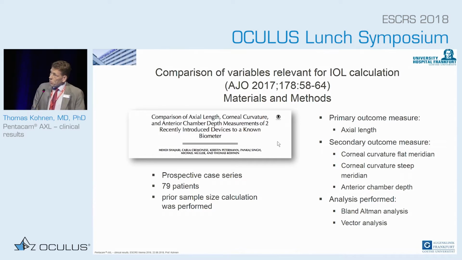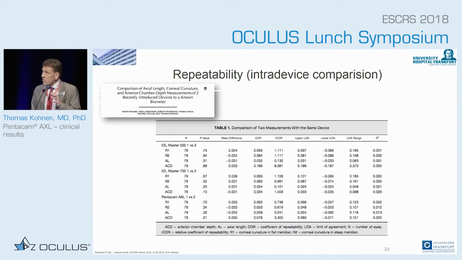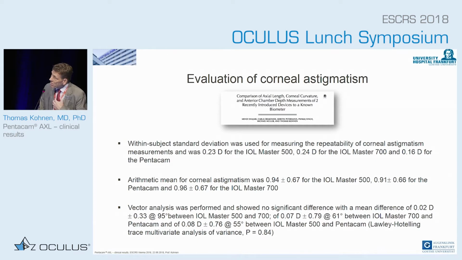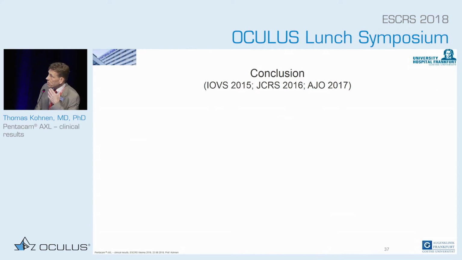If I summarize this prospective case series of 79 eyes, the outcome demonstrated, we did Bland-Altman analysis, and what we found overall, I go to the summary slide, is that the axial length measurement was pretty good. No significant difference was found for the axial length measurement, favorable limits of agreement, and no significant difference in terms of keratometry and ACD measurements. And the vector analysis of corneal astigmatism also showed no significant difference between these devices. So very good information for us.